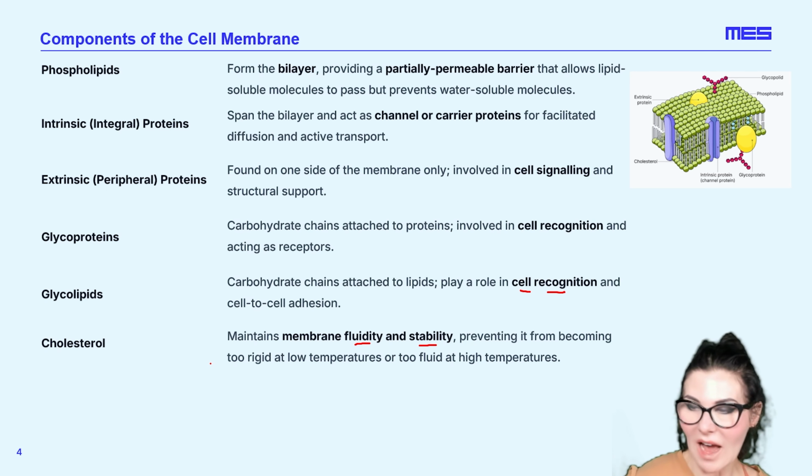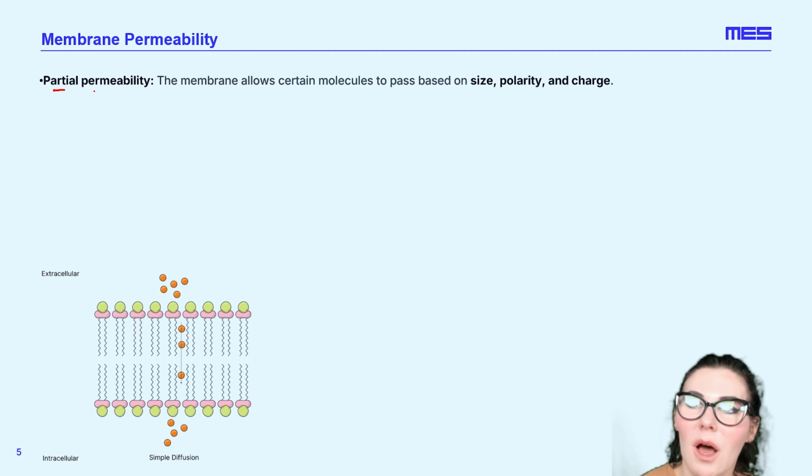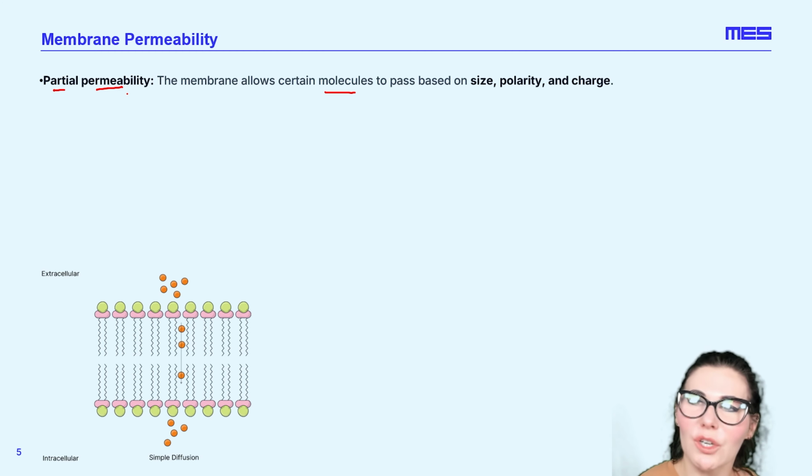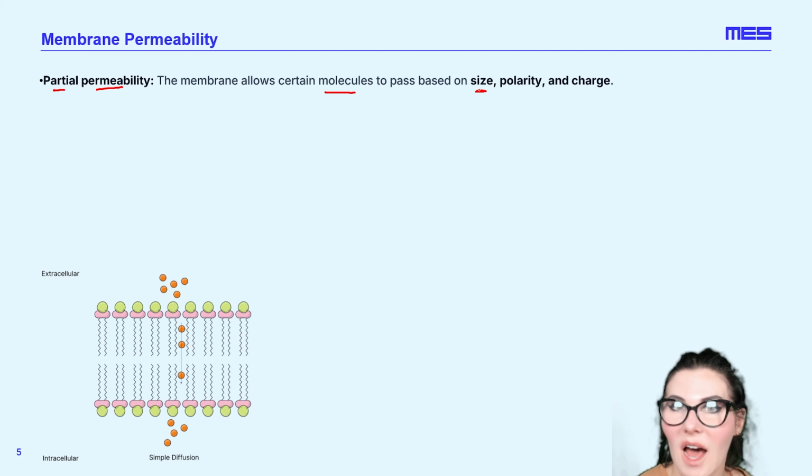Okay, let's have a quick look at membrane permeability then. This will move us into the idea of things like cholesterol as well. Remember that partially permeable means that membranes will only allow certain molecules to pass through. The molecules that can pass through depend very much on how big they are, their size, their polarity, so do they have charge in their structure, and are they actually charged ions?